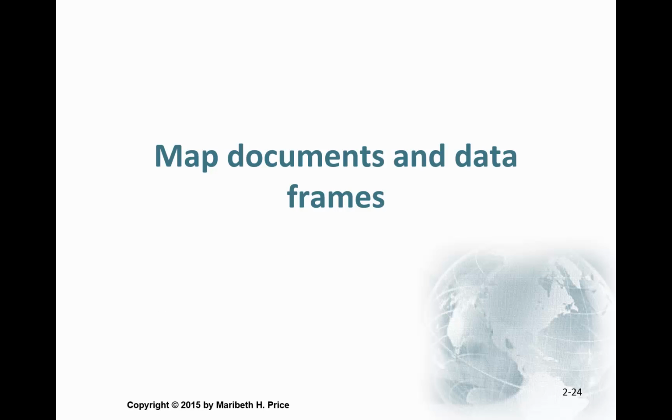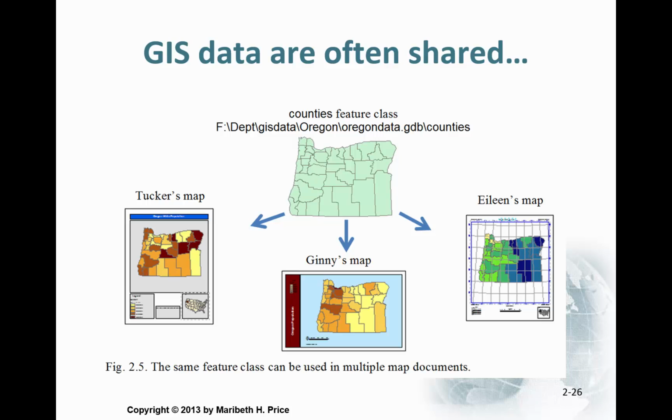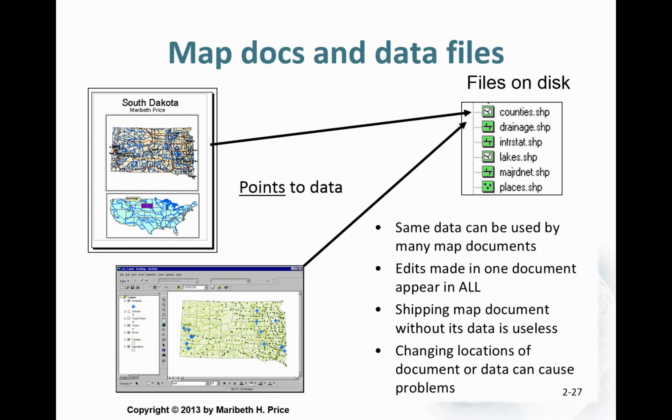Next, we'll spend some time exploring the map document. The map document uses links to collections of GIS data stored in data frames. Data frames can be arranged and printed to create maps. The same GIS data is often used in many map documents where it can be displayed differently. The map document only stores links to the GIS data.